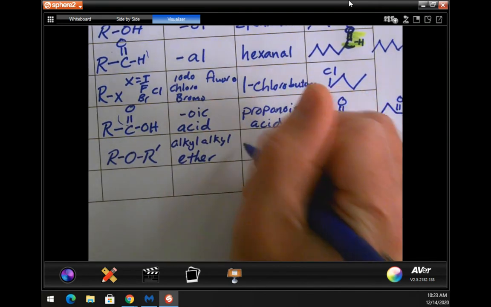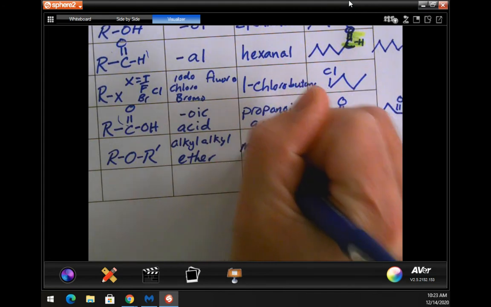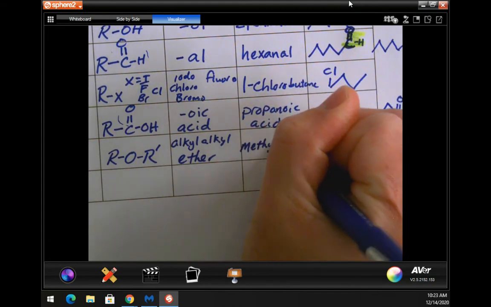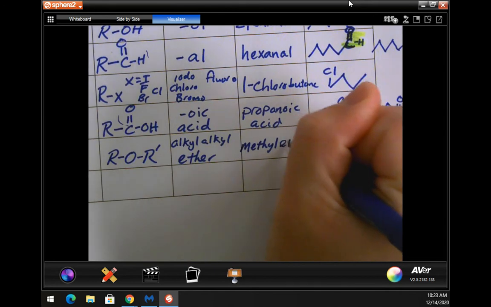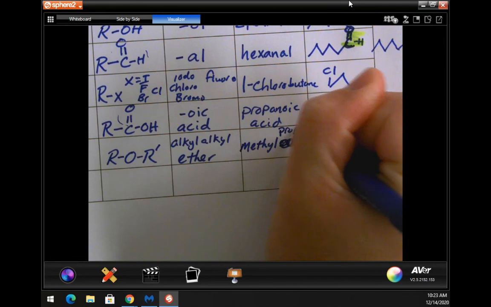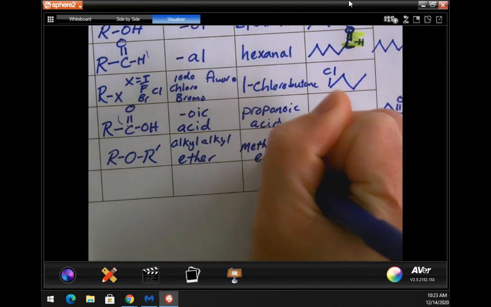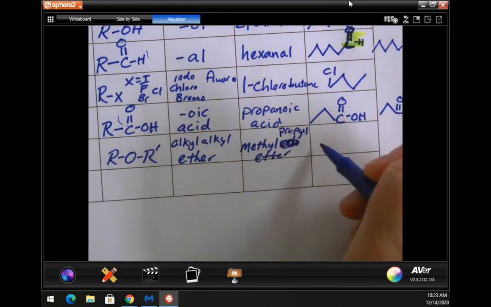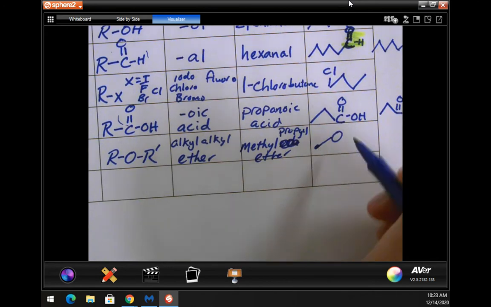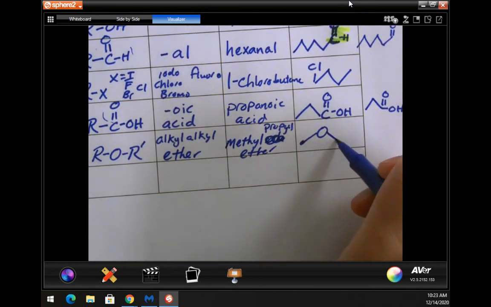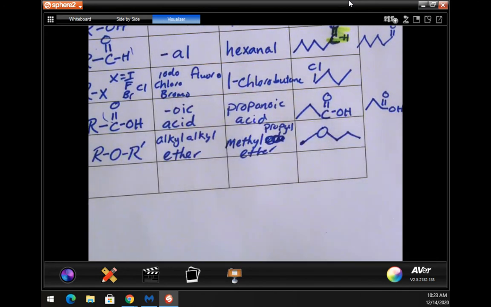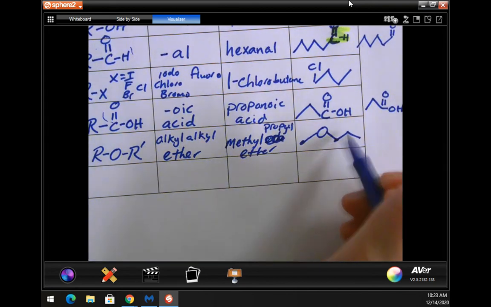So let's say we had methyl propyl ether. You just draw a methyl, right? Because there's just going to be 1 carbon right there. And then draw a propyl, 1, 2, 3. Because there's 1, 2, 3.